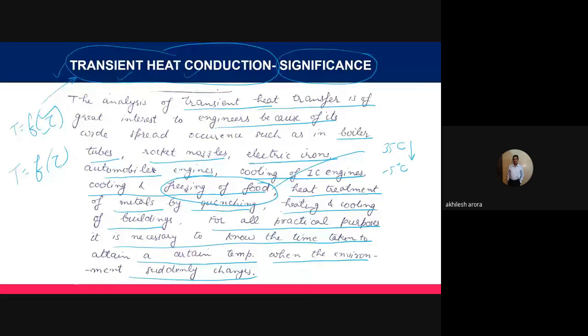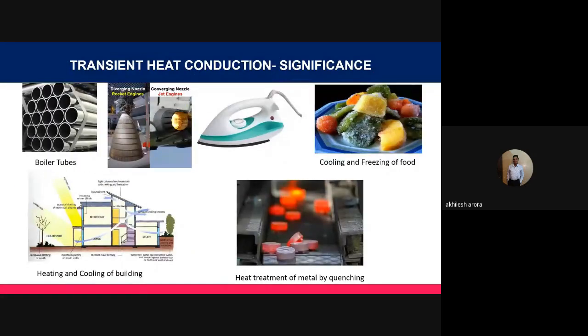So these are the various diagrams. This is boiler tubes, this is the rocket nozzle, jet engines, electric iron, cooling and freezing of food, heating and cooling of buildings. This occurs on a daily basis. Heat treatment of metal by quenching.